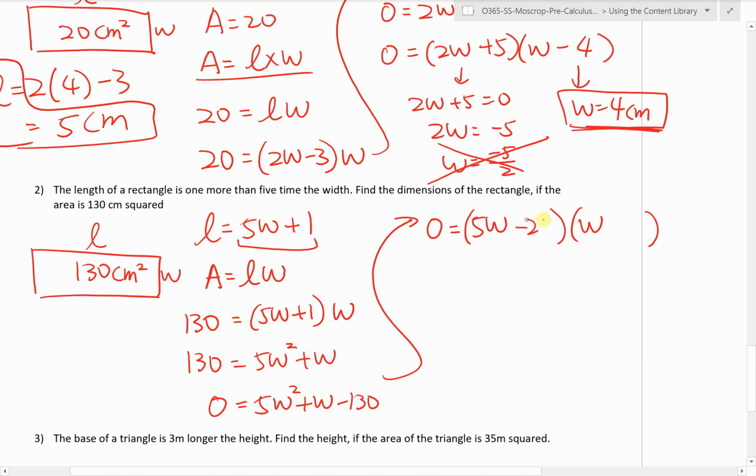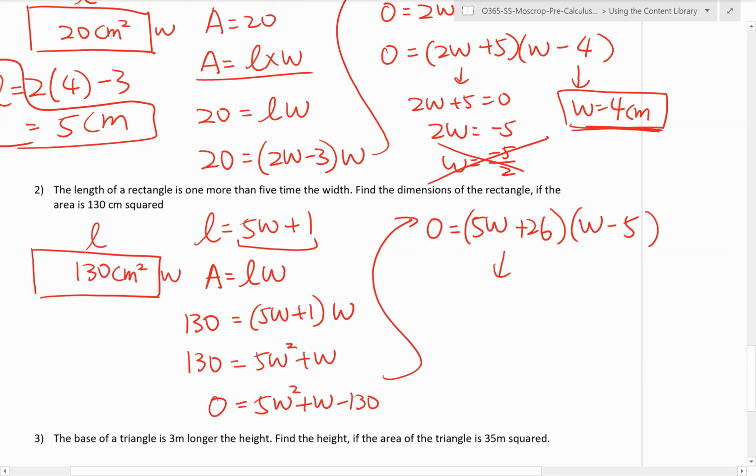Okay, so minus 26. No, plus 26 minus 5. 5 times negative 5 is negative 25. 26 times 1 is positive 26. Negative 25 plus 26 is definitely positive 1. There you go. 26 times negative 5 is negative 130. Okay, so those are the 2 numbers.